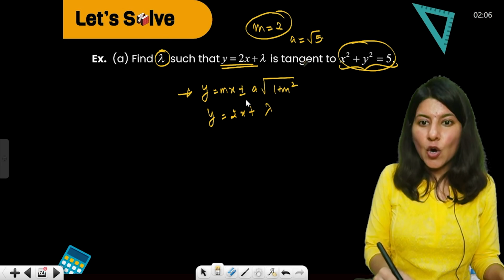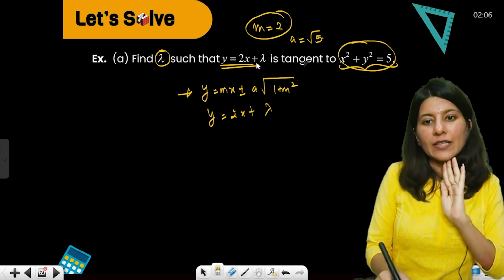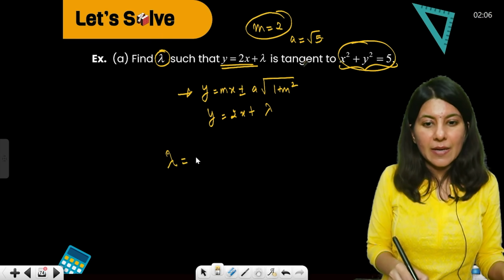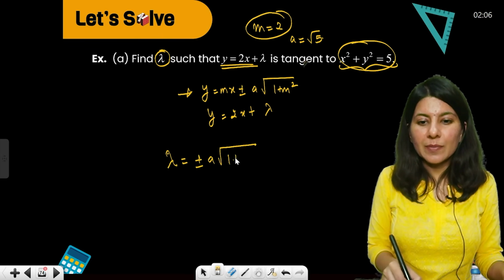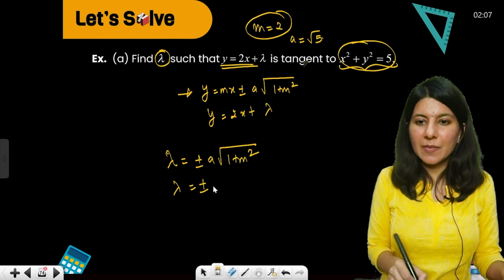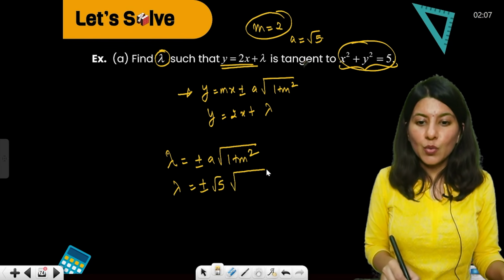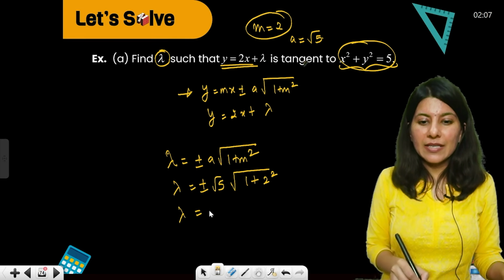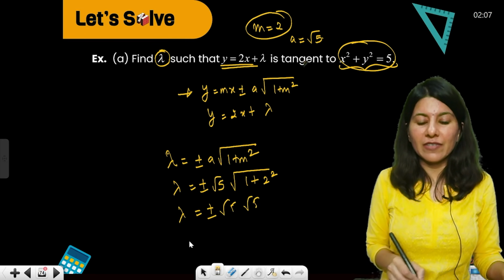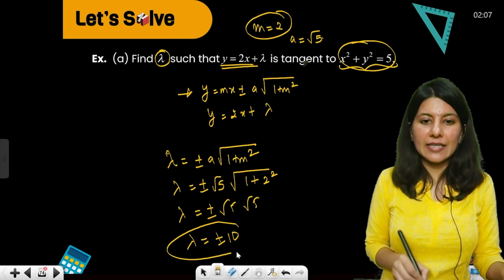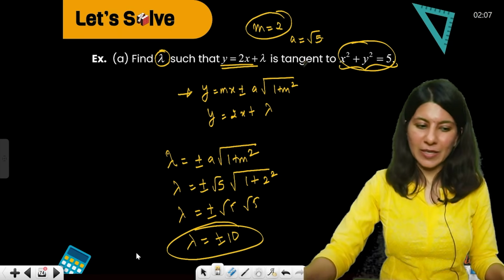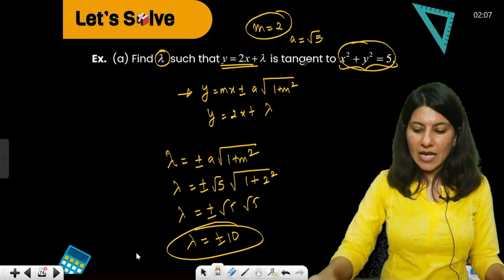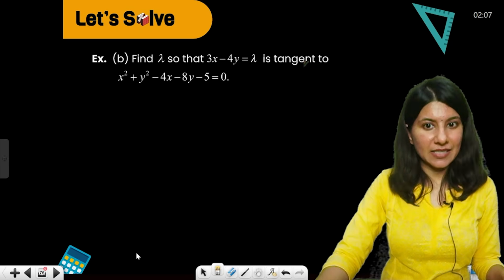So your constant term is lambda. y equals mx plus c. Lambda in this case will be plus minus a square root 1 plus m square. That's it. Lambda will be plus minus root 5 root 1 plus m square. So that is 2 square. So lambda equals plus minus root 5 root 5. So lambda is plus minus 10. This is your final answer. All right. Clear? Now let us move on to the next problem.